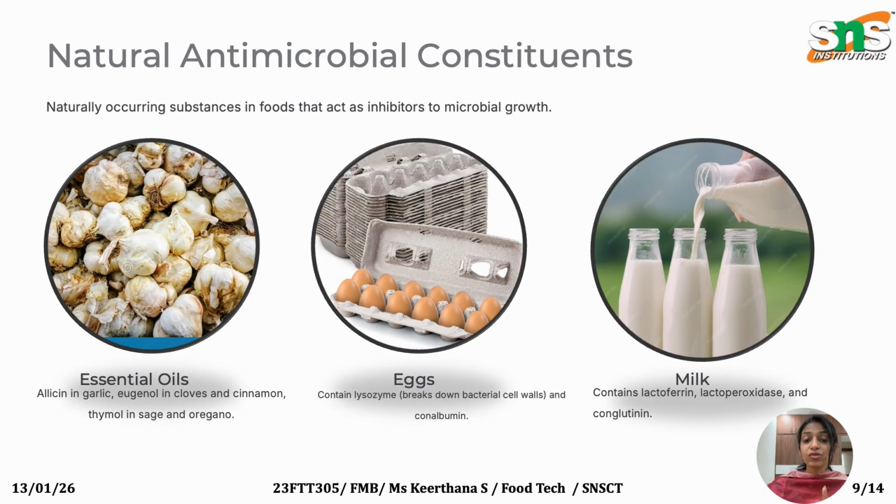Then we have natural antimicrobial constituents. Some foods protect themselves naturally. For example, let's take garlic, which has allicin present, which protects it naturally by acting as an inhibitor to microbial growth. Whereas in clove and cinnamon, eugenol is present. In milk, lactoferrin and lactoperoxidase are enzymes, and in eggs, the lysozyme enzyme. These substances slow or stop microbial growth. Nature has its own preservative.